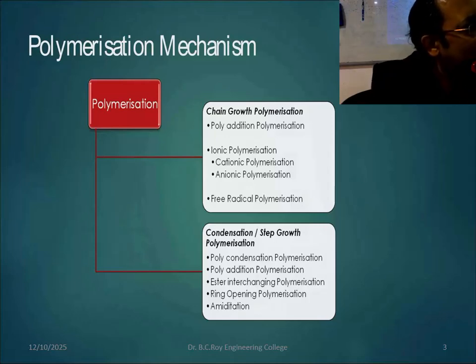CO2H, CH2, CH2, CH2, CH2, CO2H. How many carbon? 6 carbon. CH2 4 number. Okay, follow me. CO2H, CH2, CH2, CH2, CH2, CO2H. Total 6. So at both the ends you have got CO2H. That is called adipic acid.